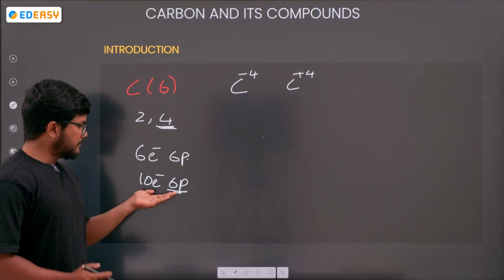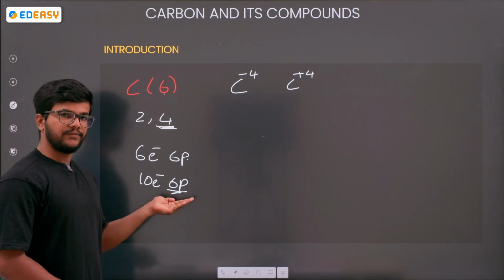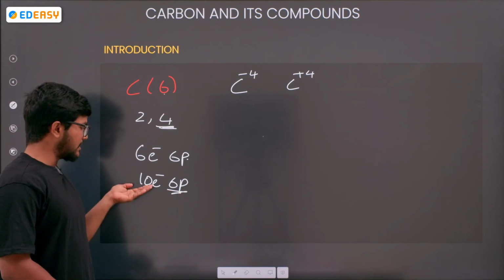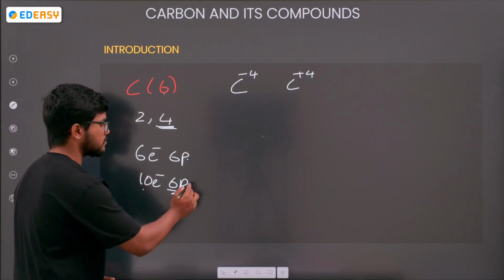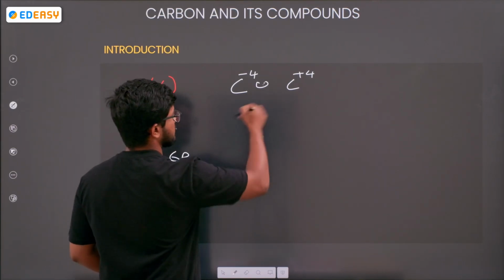Okay. So 6 protons is difficult. It is difficult to hold 10 electrons with the 6 protons. So that is why it is not possible. So C minus 4 is not possible.